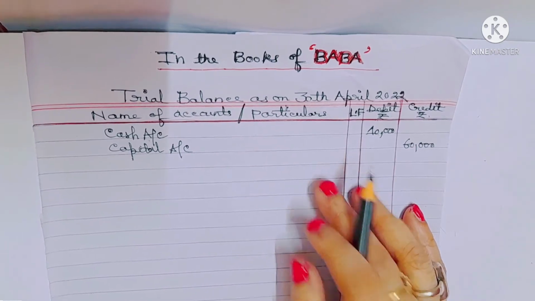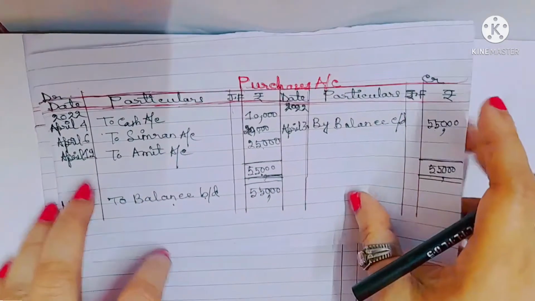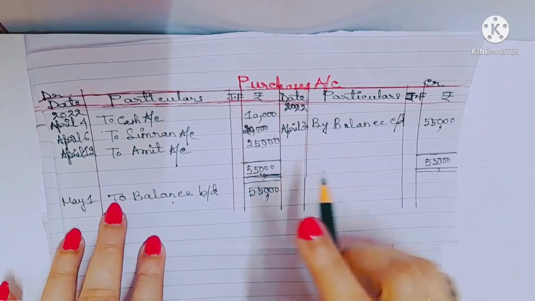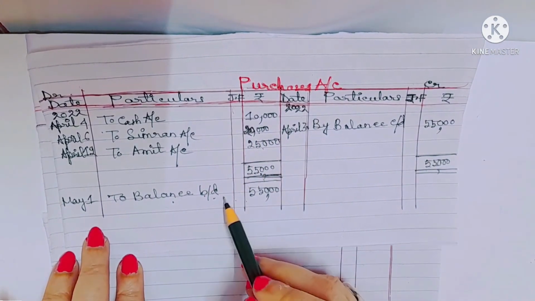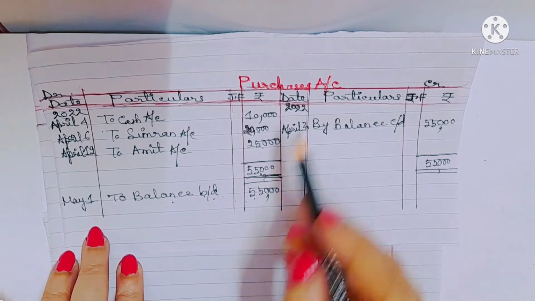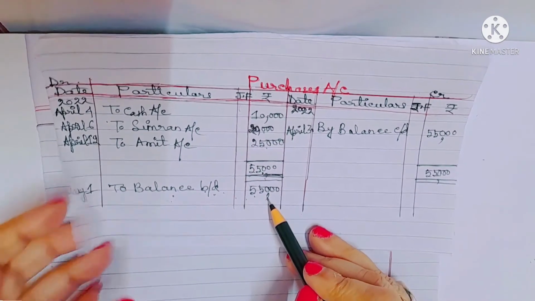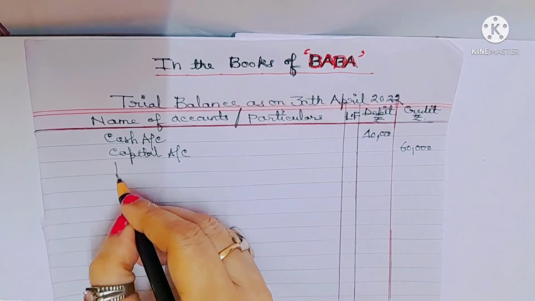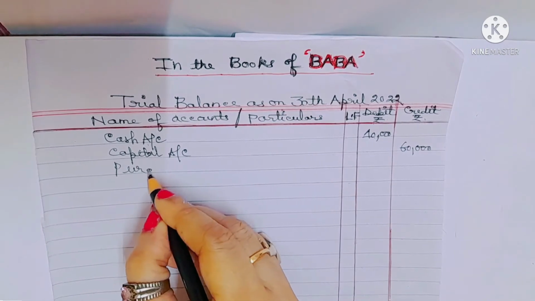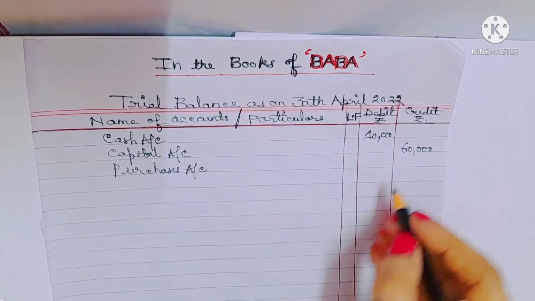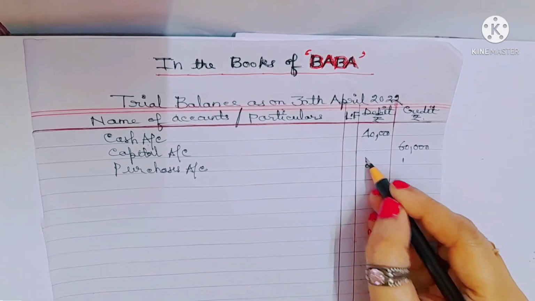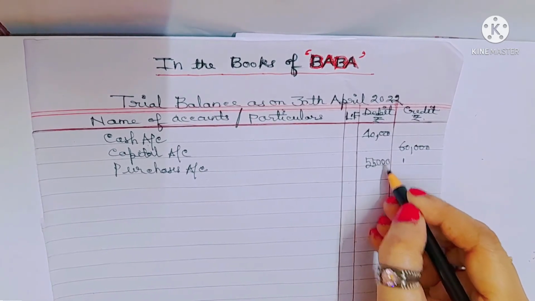We have prepared the purchases account. Purchases account is a debit balance, since to balance BD is under debit. So purchases account is a debit balance of 55,000. We write it in the debit column, since it's a debit balance.